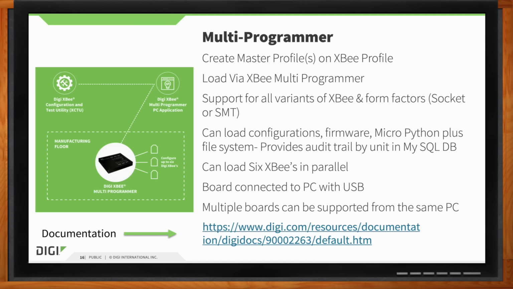We do have a multi programmer that allows you to plug in 6 XBees at once. This has support for all variants of the XBee and form factors, including the through hole for XBee Cellular. And this can allow you to program up to 6 XBees in parallel and provide you a very quick and easy way where you don't need to be an XBee or a cellular expert in order to do this programming. You can plug a module in, it will automatically start updating the module, and when the update is complete, it will turn green.